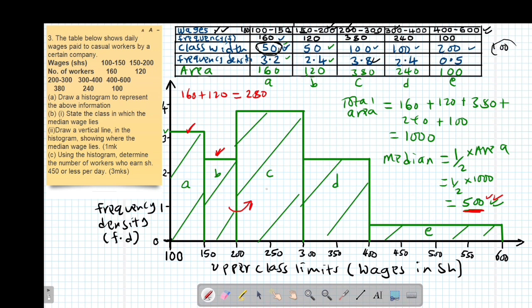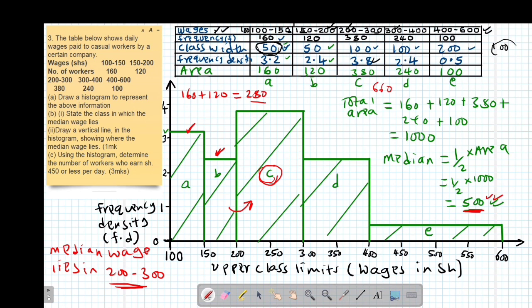So the median will actually lie in bar C, because up to A and B are giving us 280. Then if you add the total area for C, it's giving us 660, which is far greater than 500. So this suggests that the median is lying in the class C. It means our median class will be 200 to 300. Therefore, the median wage lies in the class of C, which is 200 to 300.